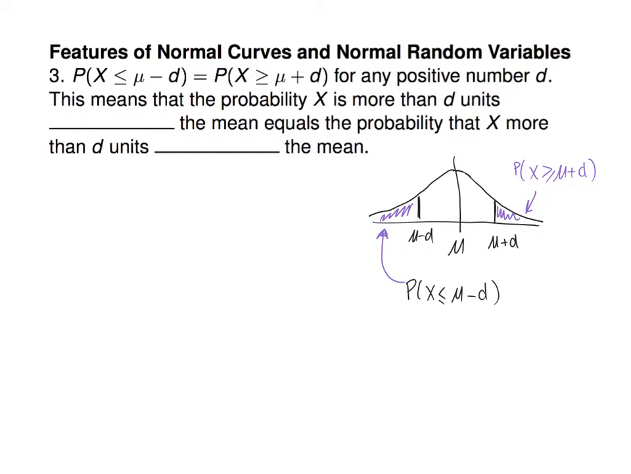Okay, so this means that the probability that x is more than d units above the mean, you see that's d units above, equals the probability that x is more than d units below the mean.